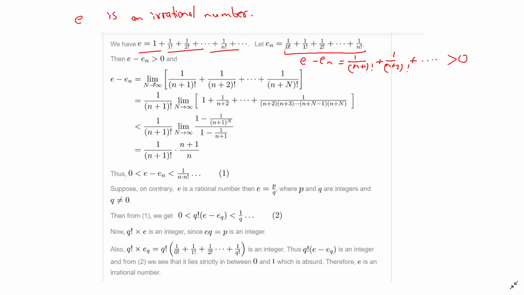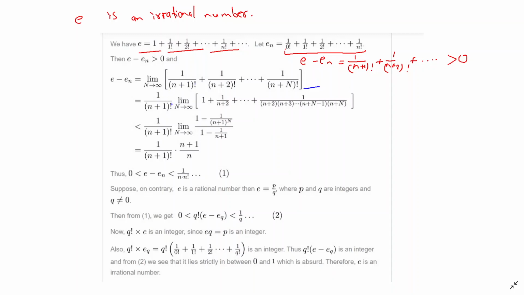Now here we can write e minus En is equal to 1 upon n plus 1 factorial plus 1 upon n plus 2 factorial plus 1 upon n plus 3 factorial plus dot dot so on, up to 1 upon n plus capital N factorial, right? Where capital N tends to infinity. So this summation is actually an infinite series, right? So here we can take this n plus 1 factorial outside.